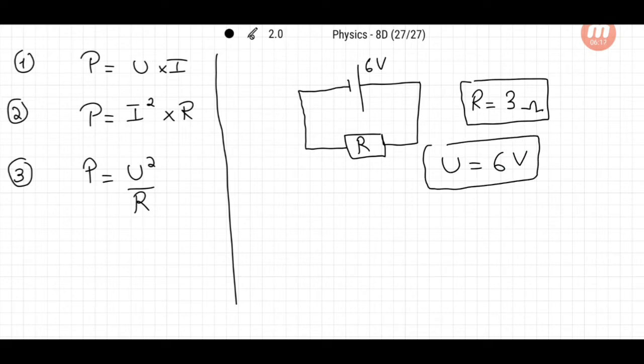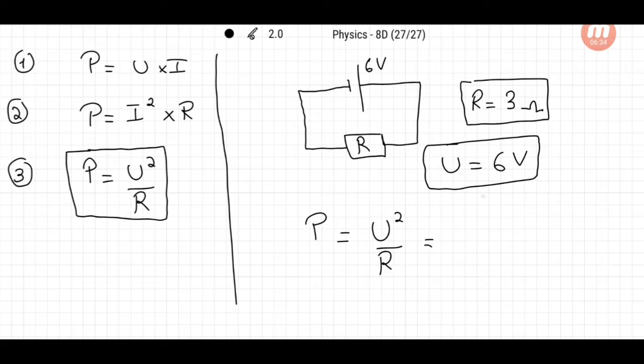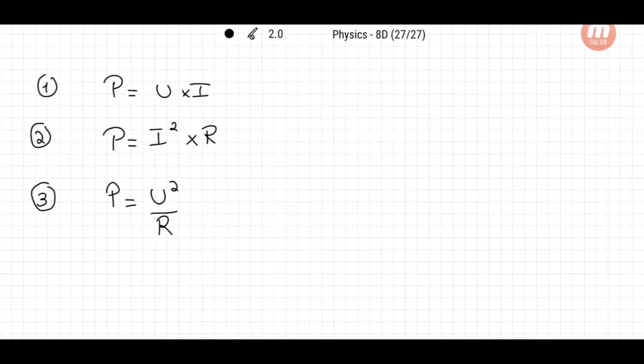Now, how to find the power? I have U and R, so I use this equation: P equals U squared over R. So the power consumed by the resistor is equal to U squared over R, which is 6 squared over 3, which is 36 over 3, equals 12 watts. So the power consumed by the resistor is equal to 12 watts. Now let's take another example.